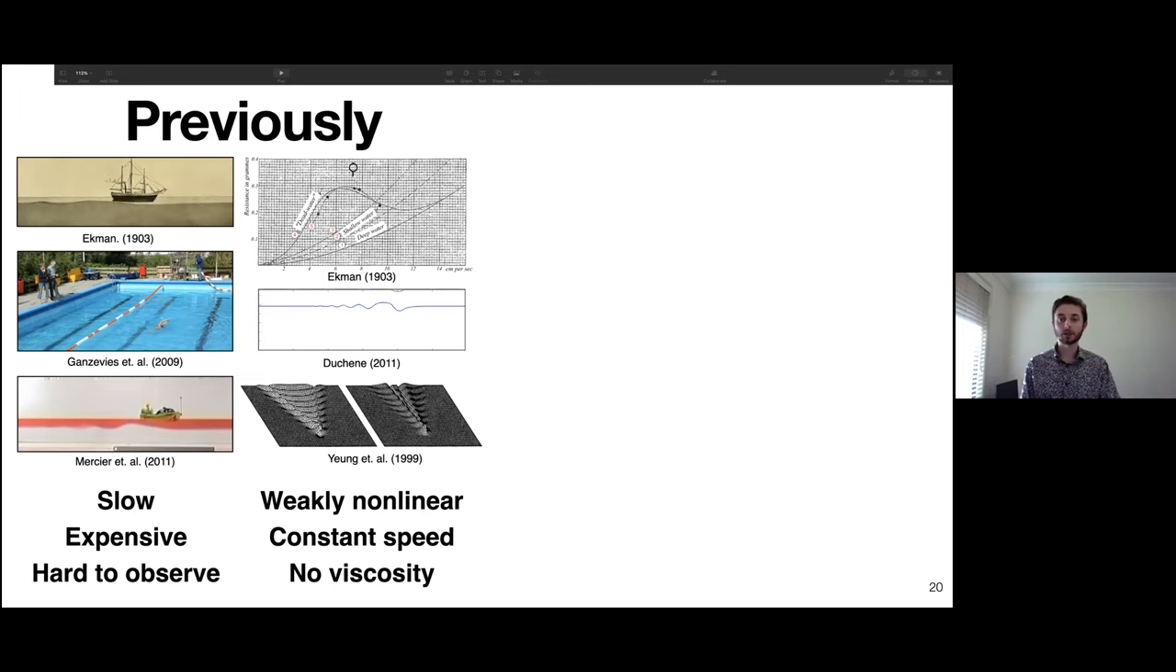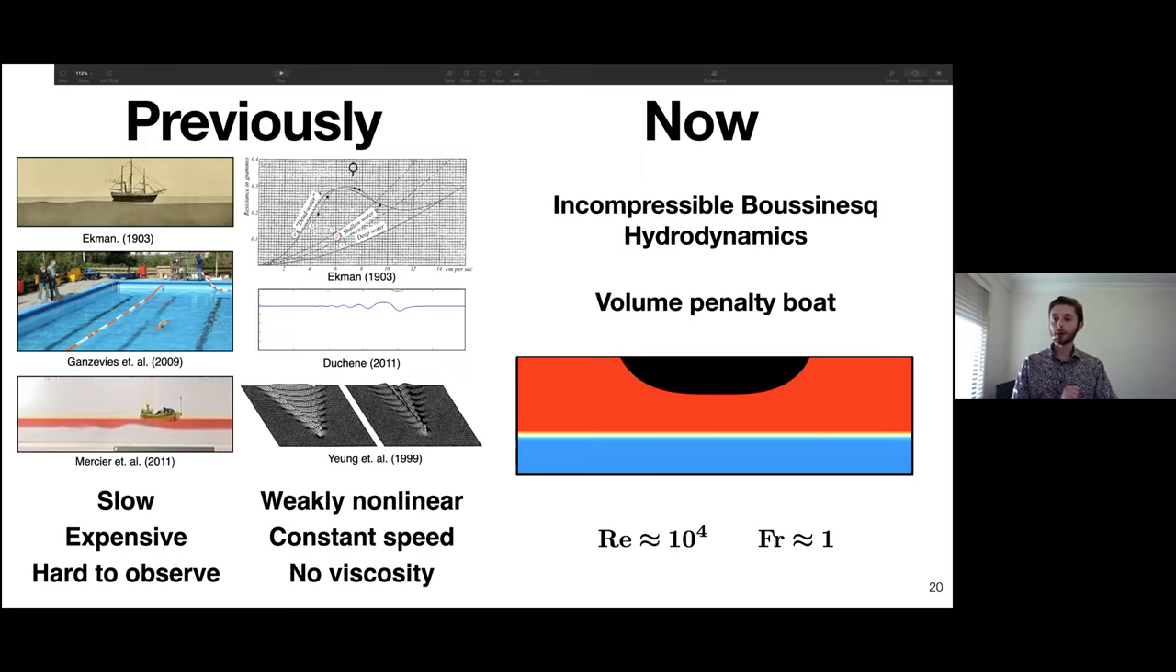So what we're doing now is using the methods I've talked about earlier to simulate incompressible Boussinesq hydrodynamics. This is standard fluid dynamics. We have viscosity, we can generate turbulence.